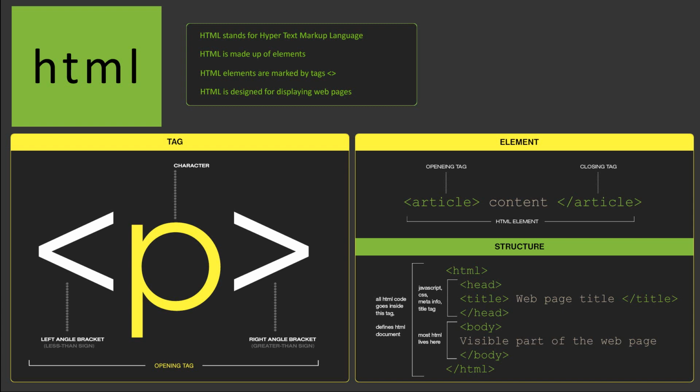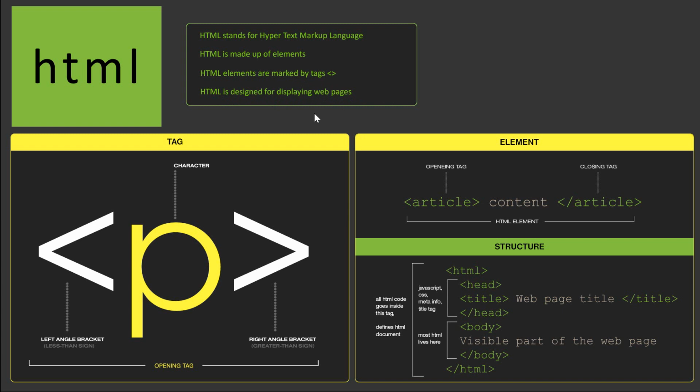It's Clever Techie, and in this HTML tutorial for beginners video, we're going to cover basic HTML. So what is HTML? HTML stands for Hypertext Markup Language. It's made up of elements. HTML elements are marked by tags, and HTML is designed for displaying web pages.